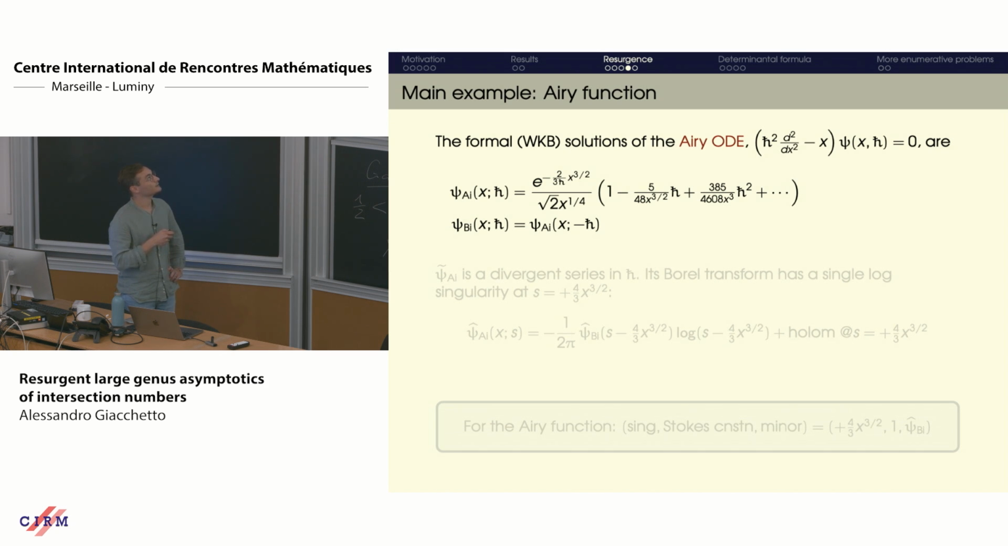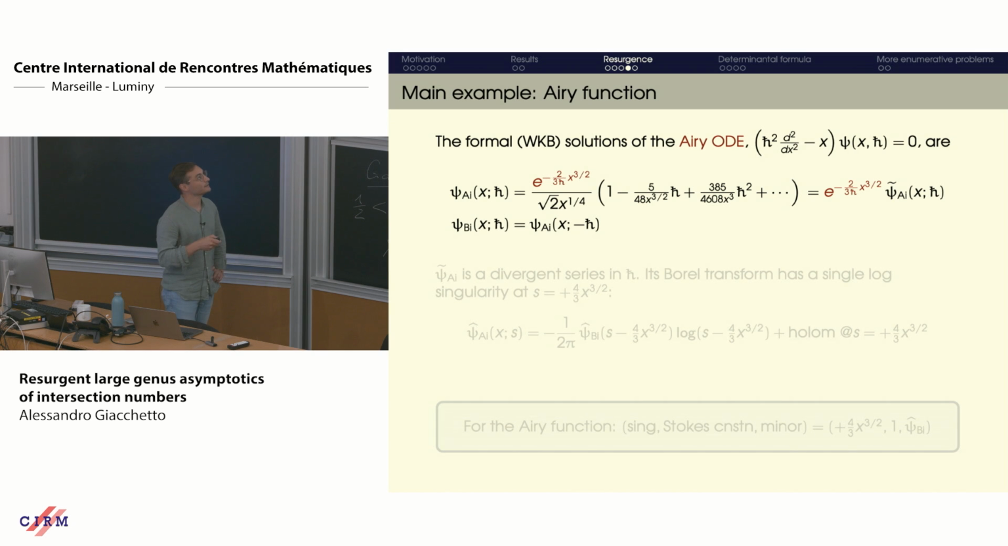And if you try to do this, you will end up with two solutions called the formal Airy and Berry functions. The Berry function is just the Airy function evaluated at minus h bar. This is because this equation has a symmetry when you plug in minus h bar. And the main point here is that this psi hat has an exponential behavior times a formal power series in h bar. I don't like this exponential behavior here, so let me separate it, and I will denote with psi tilde essentially everything but the exponential behavior.